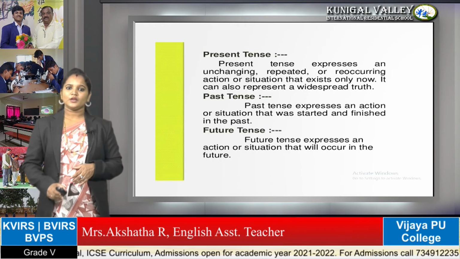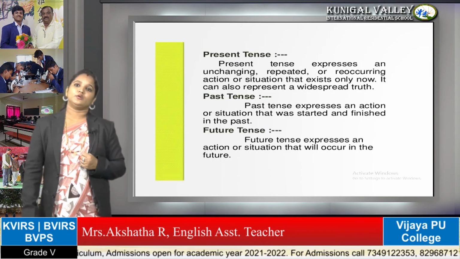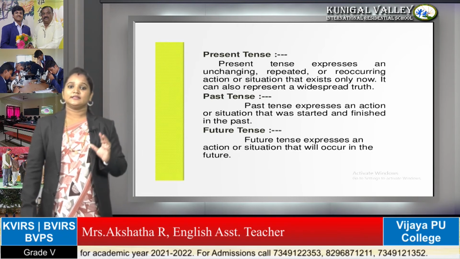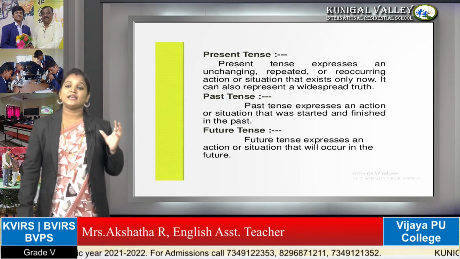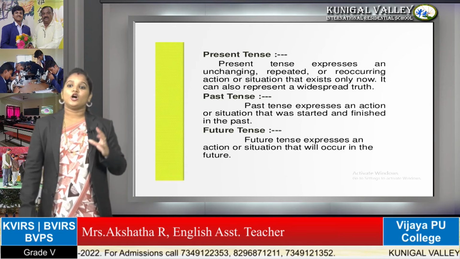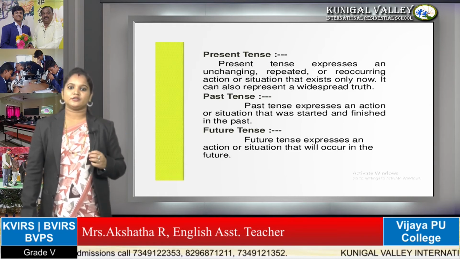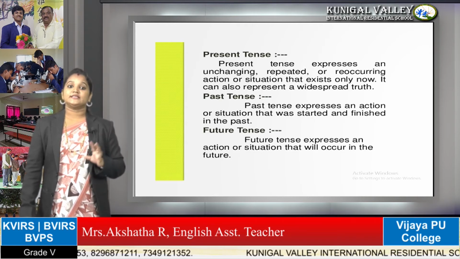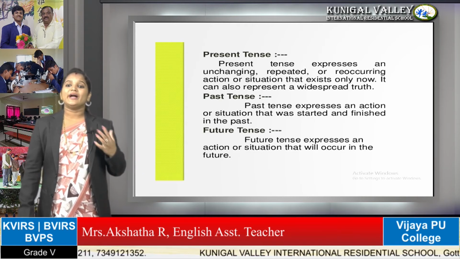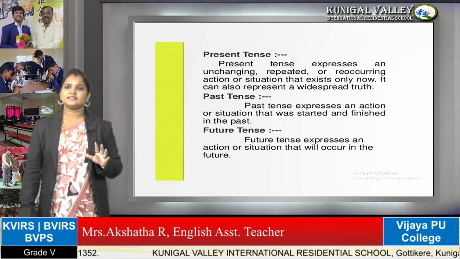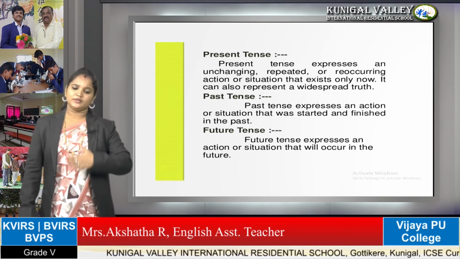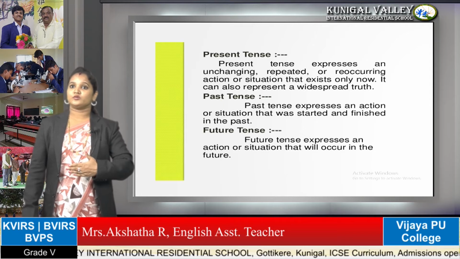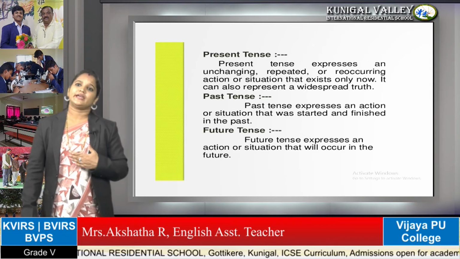So children, again I am going to tell you all the definitions once again to make you clear. The present tense expresses an unchanging, repeated or reoccurring action or situation that exists only now. It can also represent a widespread truth. Present tense means it's not that you're talking about the things which are only happening now. It may be talking about an unchanging action.